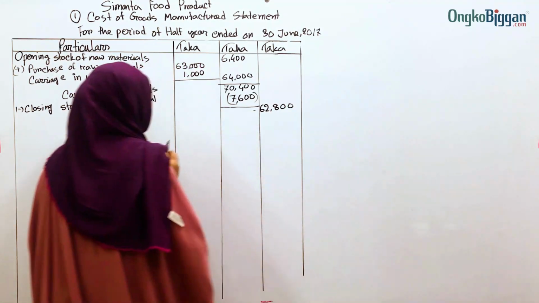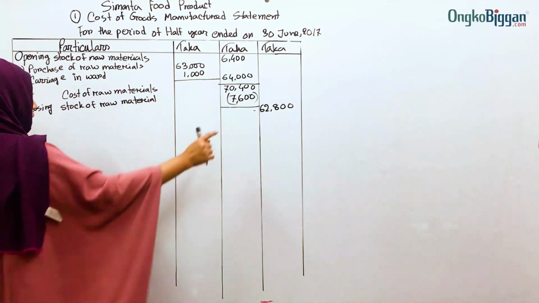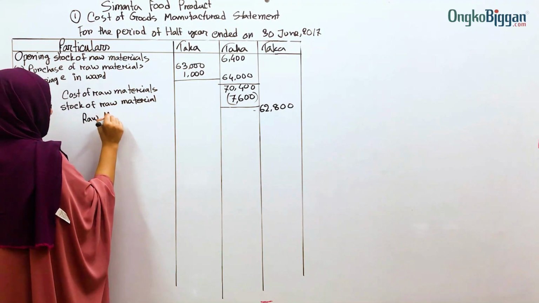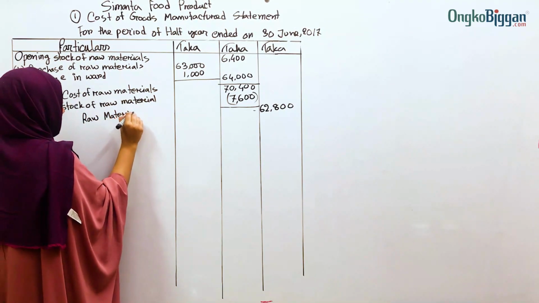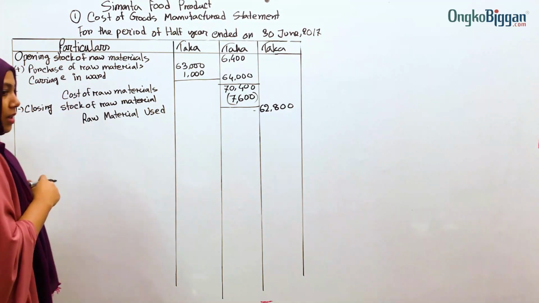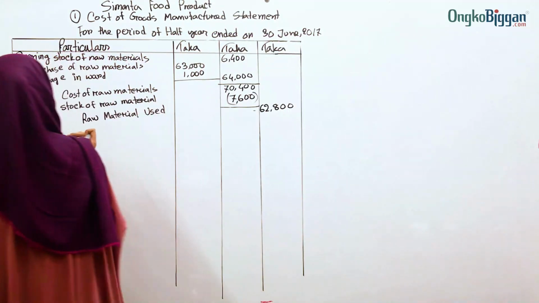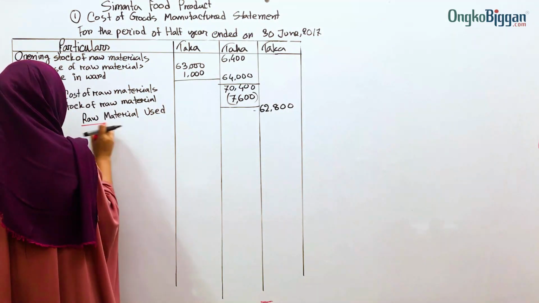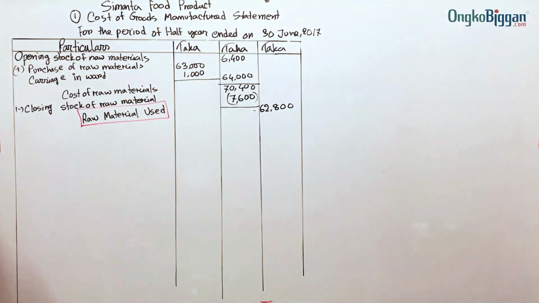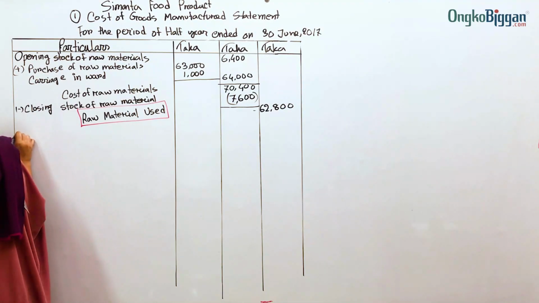Okay, after we have done, what's this 62,800 called? This is called the raw materials used. Done. Okay, we found out our first one, raw materials used. After that, what will we do? After that, we will find out the prime cost. This is number one, raw materials used, and we have used it. Then our prime cost will come.